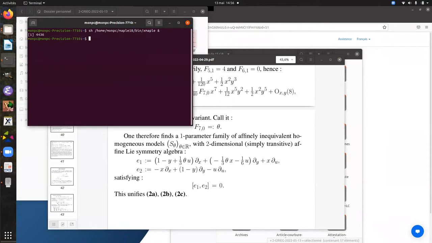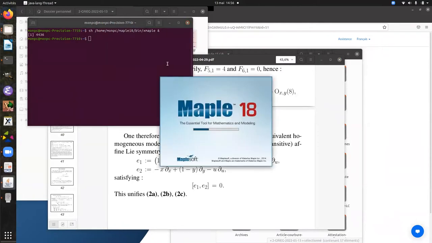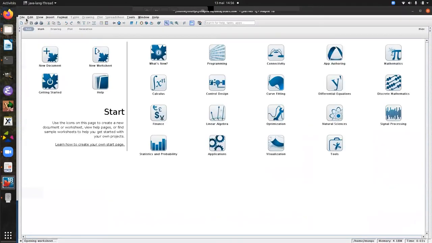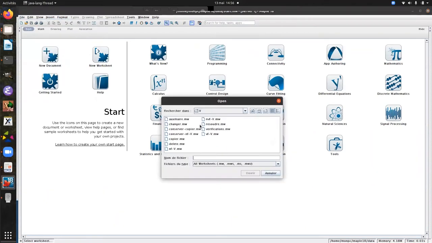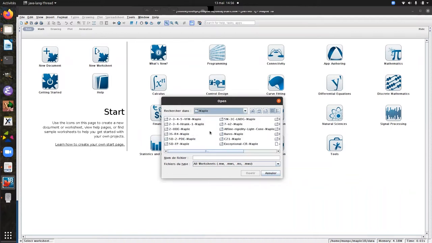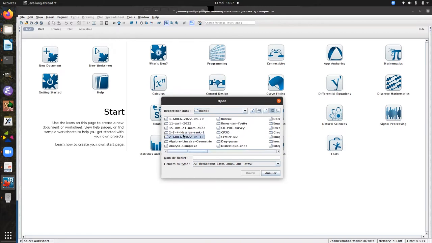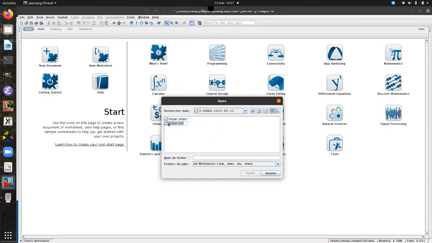Before I do this, I go to a Maple file, because I did not have time to somehow prepare for today the presentation of this. So I go to Maple. No, it's not here. It's here.